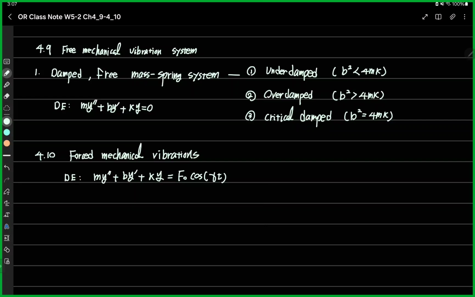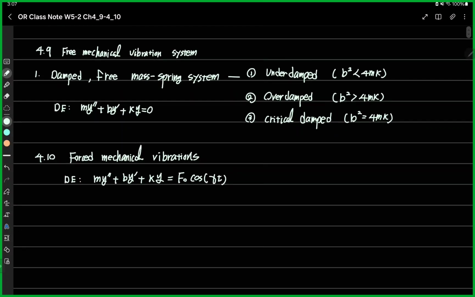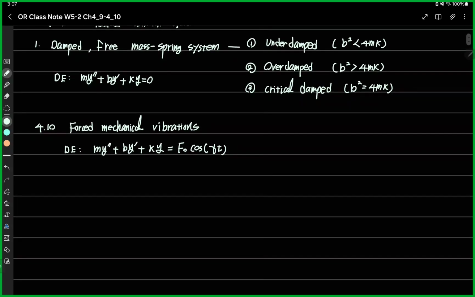So we see three cases in free mechanical vibration. And then how about the external forces acting on the object? So we assume the external force is given like this: some constant force F0 times the cosine of gamma t. Okay, so gamma is the frequency of the external force.